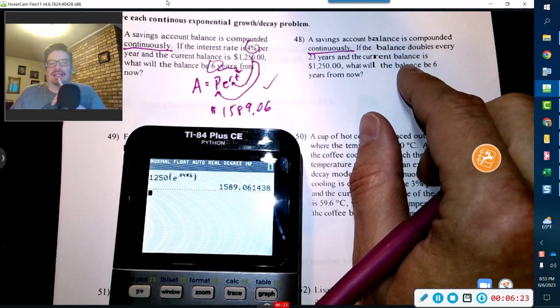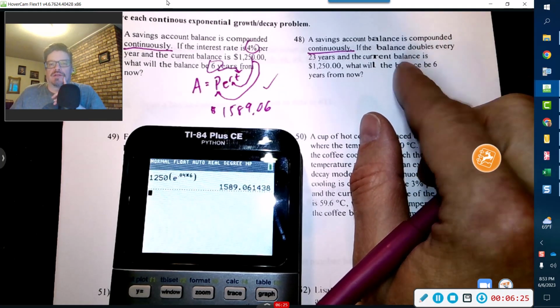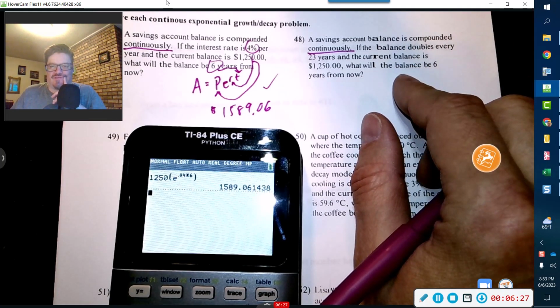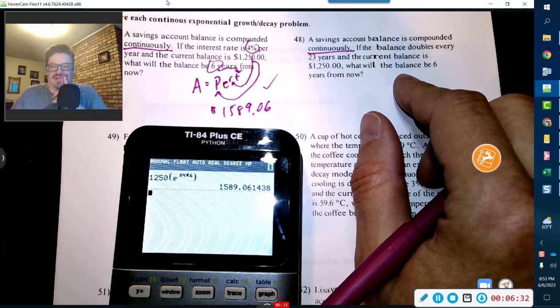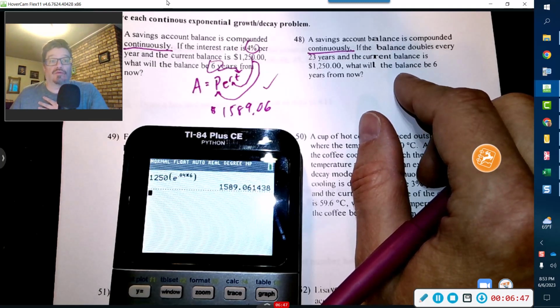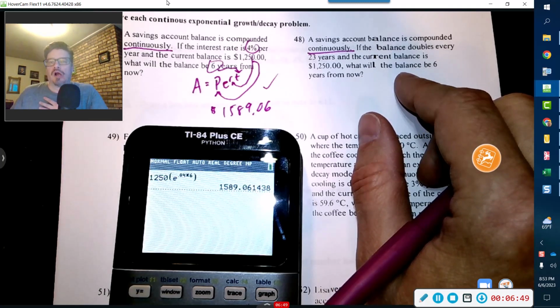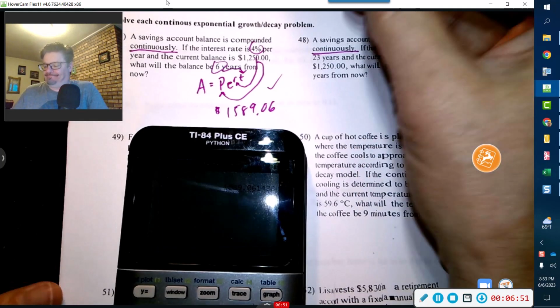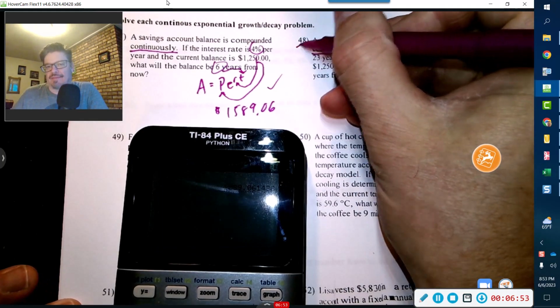Is there anything that we can do that you guys know from what I've taught so far, or am I going to have to get pre-calc on you? Let's see, if it doubles every 23 years. Okay, so the rule of 72, if I took 72 and divided it by 23, that usually gives you the interest rate. But I didn't teach you guys the rule of 72. So we're going to have to skip that.